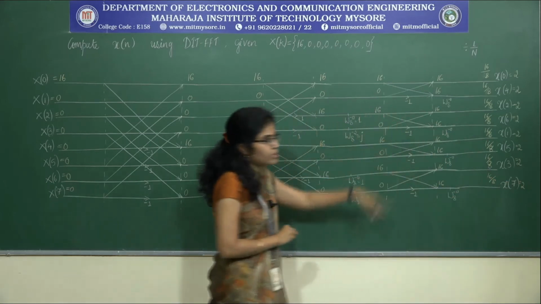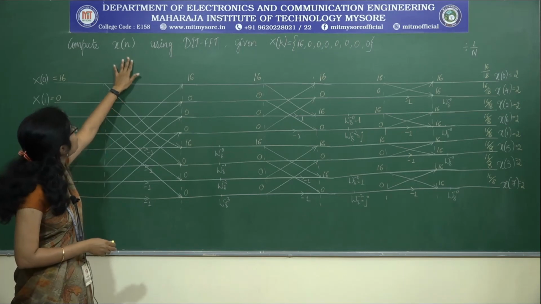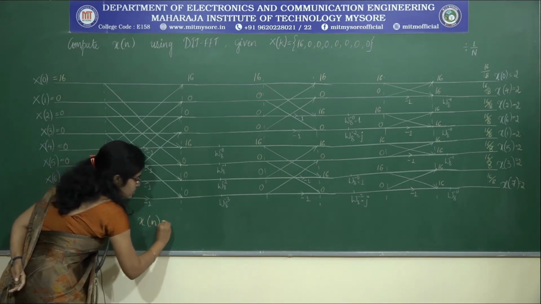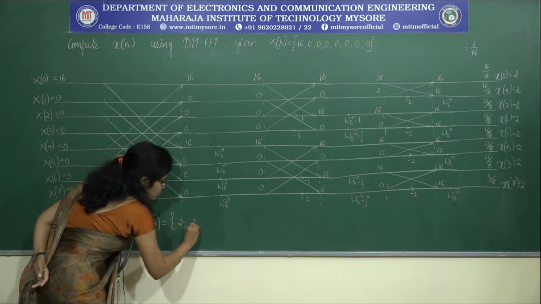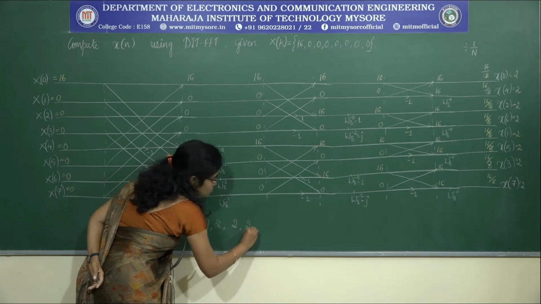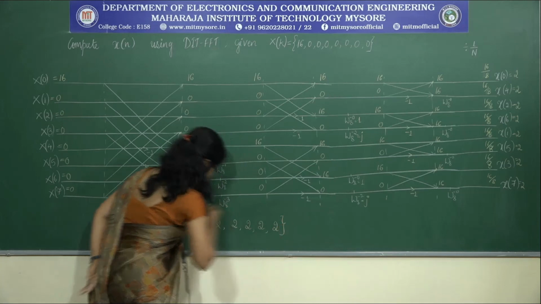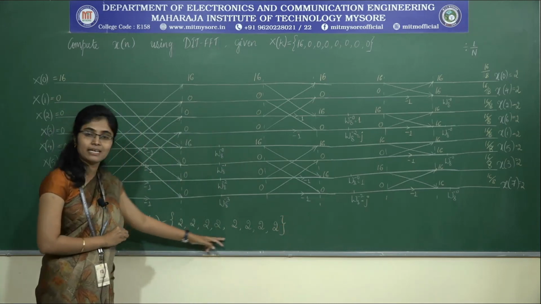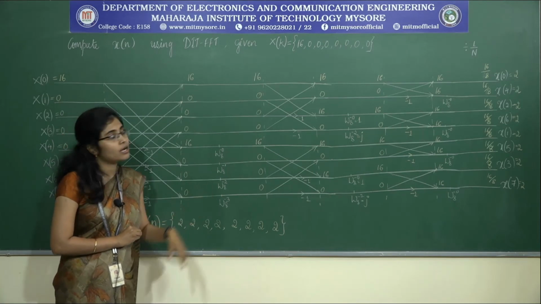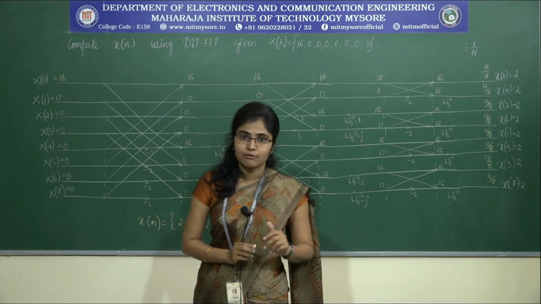Fine. So if I tabulate all those things, what am I going to get? The question which they told, find x of n, compute x of n. Let me tabulate. That is, x of n is equal to x of 0 is 2, x of 1 is 2, x of 2 is 2, x of 3 is 2, x of 4 is 2, x of 5 is 2, 6 and 7 are also 2. So did I find out the 8-point IDFT for the given x of k? Yes. So this is how we can find out IDFT with the help of DIT-FFT algorithm.